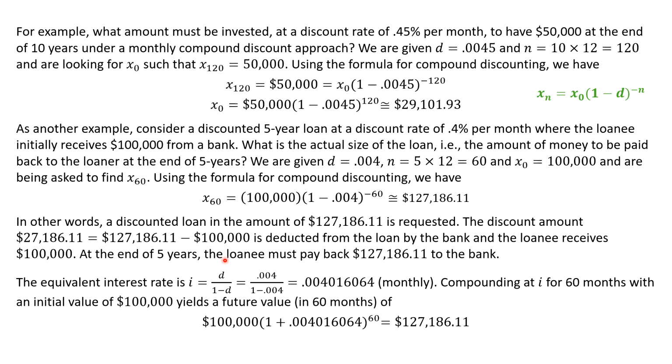If you recall a few slides back, we computed the equivalent interest rate when you do compounding using this discounting approach. So our D for this example was 0.004. If we plug that into our formula, then we have this slightly bigger than 0.004. And if you compound that monthly for 60 months, and you start with 100,000, and so that's this formula here, you get exactly the amount of the loan, just sort of a double check.